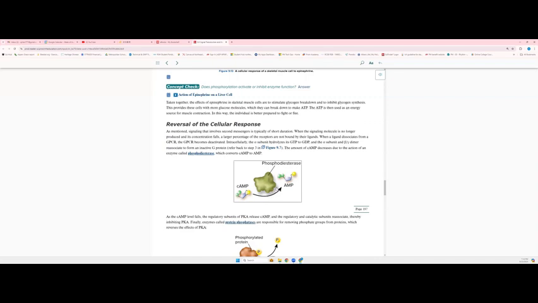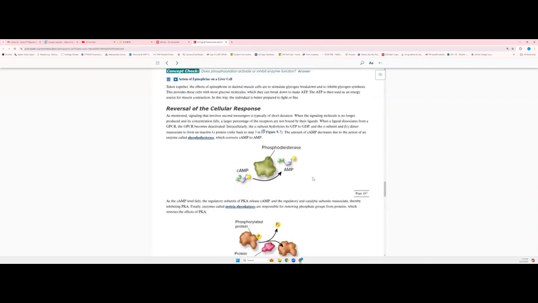So that's how it happens. The alpha subunit will hydrolyze its GTP into GDP, and then the alpha subunit will reassociate with the other two subunits, the dimer, to form the bigger G protein. And then the amount of cAMP decreases due to the action of an enzyme called phosphodiesterase, which converts cAMP into AMP.